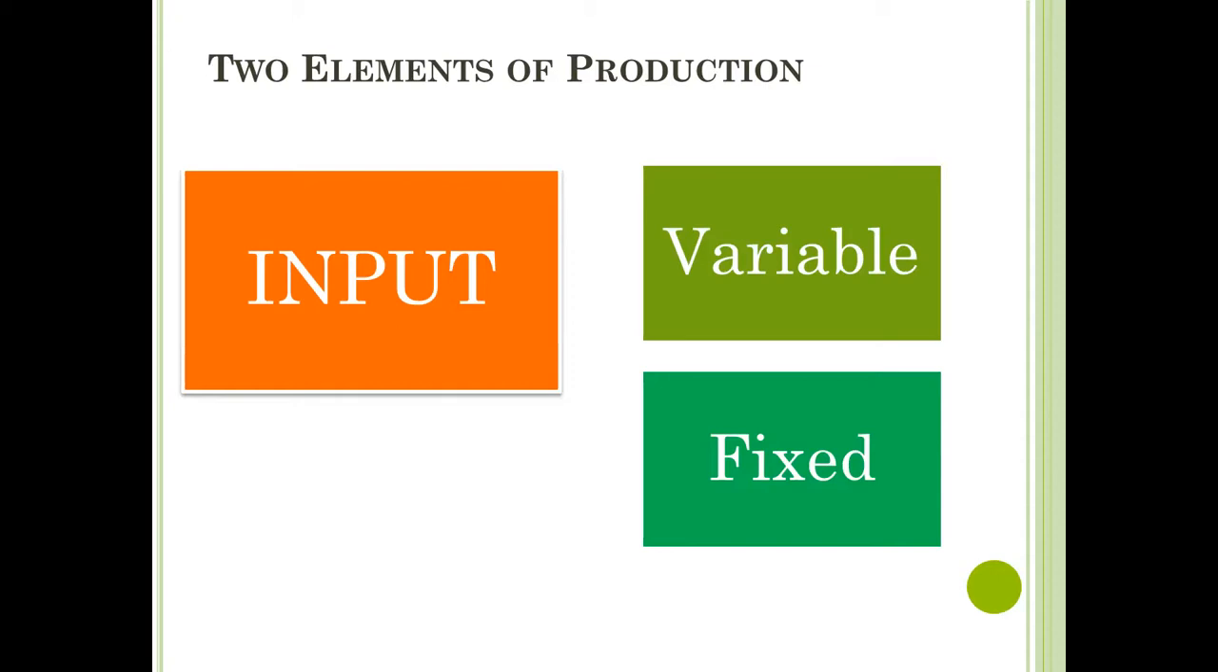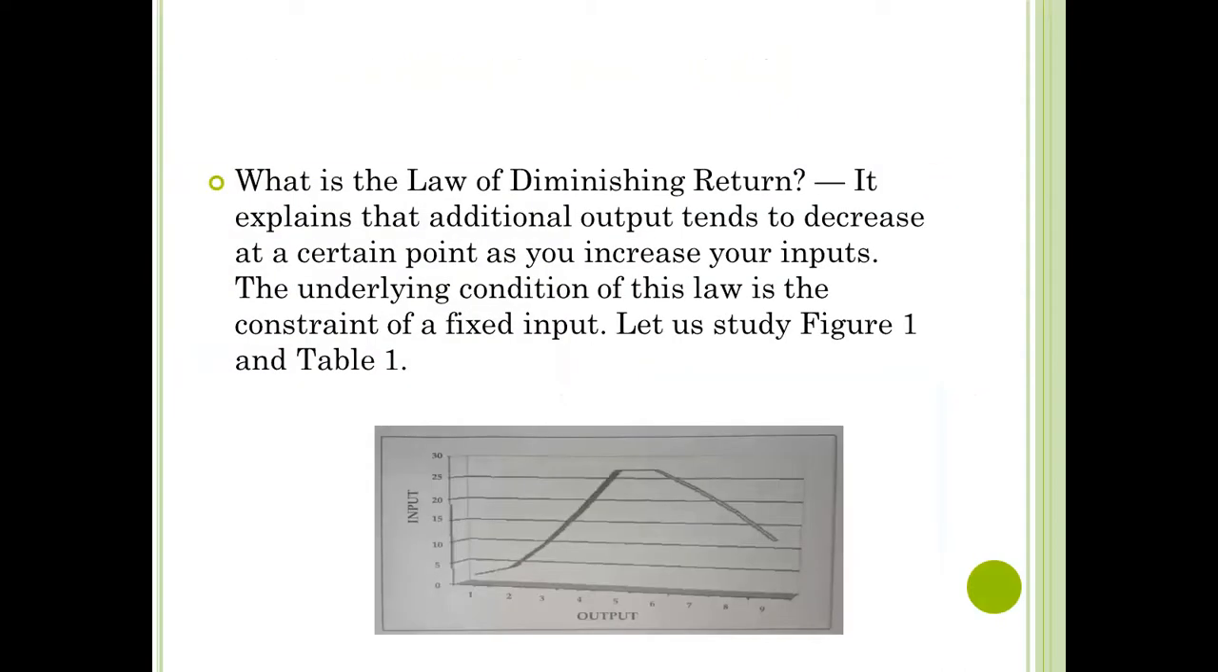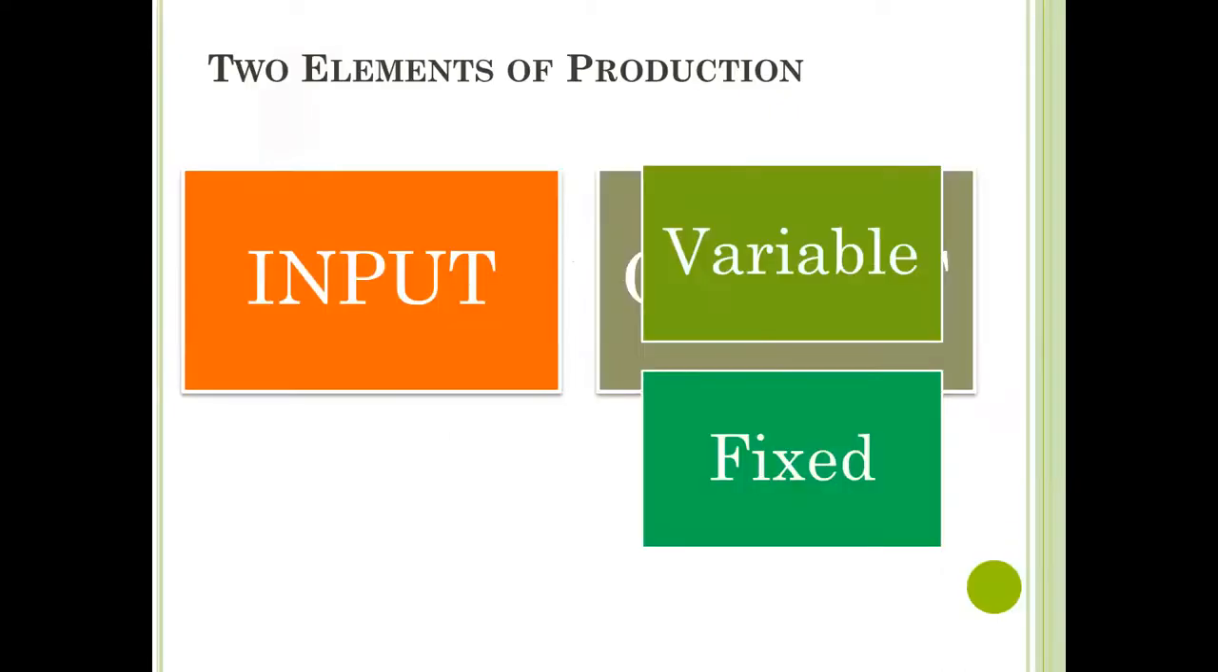So another element of production is output. Output is also called the finished product or the produce. It is the result of the combination of your factors of production or the inputs. So output, ito yung product mo na mismo. So this is the finished product or the produce, of course.